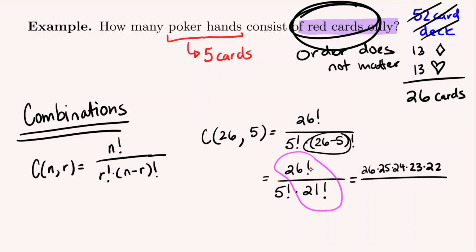The 21 got canceled with what was at the top. That's why we didn't have anything from 21 below there. But we still had the 5 factorial, which is 5 times 4 times 3 times 2 times 1. We also know that 5 factorial is 120. You could replace this with 120.